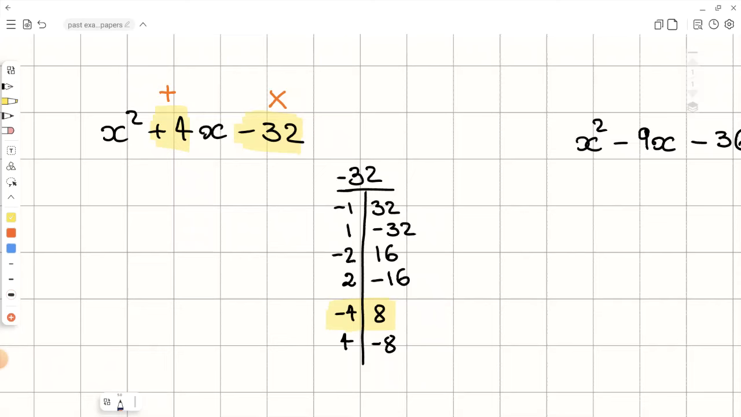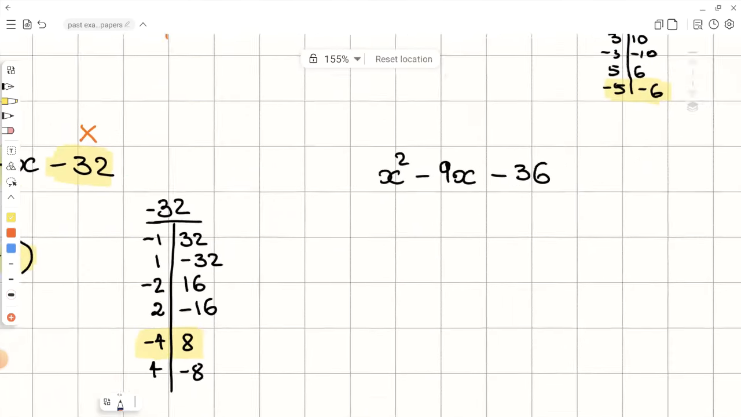Now that we have our numbers, we can write the quadratic expression using the factorized form. So I'm going to write the double brackets. My numbers are negative 4 and positive 8. So I write it down: x minus 4 and x plus 8. So our final answer is this. And then let's try the final question.